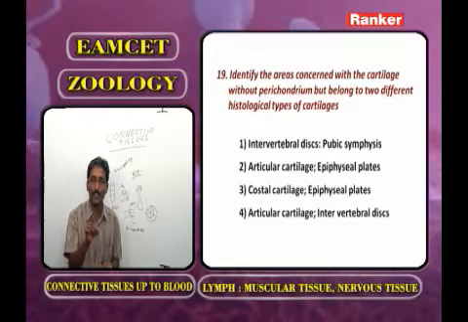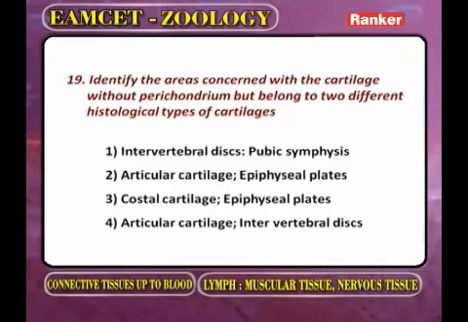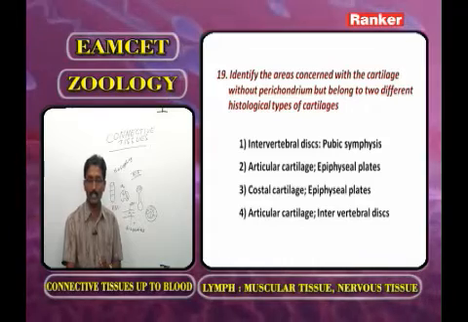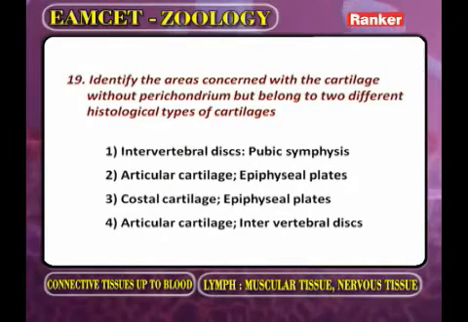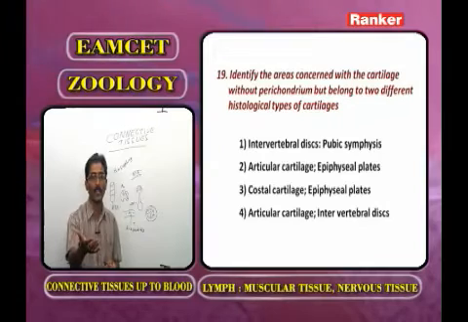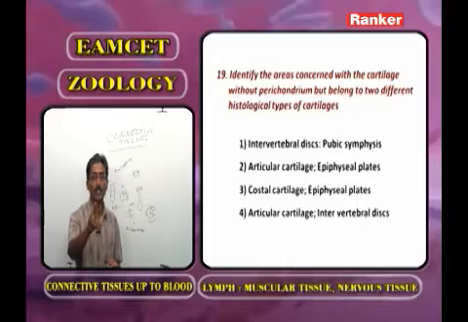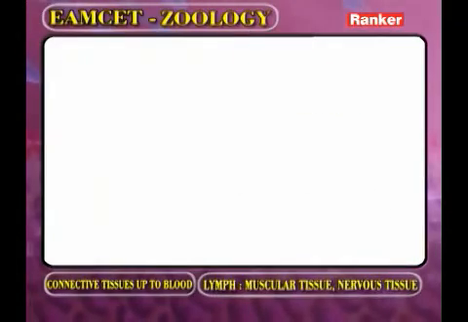Now you have to identify the question once again. Identify the areas concerned with the cartilage without perichondrium but belonging to two different histological types. That means one goes for the hyaline cartilage, one goes for the fibrous cartilage. Based on that, what are the answers? The fourth answer you have to observe, articular cartilage, intervertebral disc. Articular cartilage comes under the hyaline cartilage, intervertebral discs come under the fibrous cartilage. Two different histological types. So the correct answer is the fourth option. Now we go for the next question.